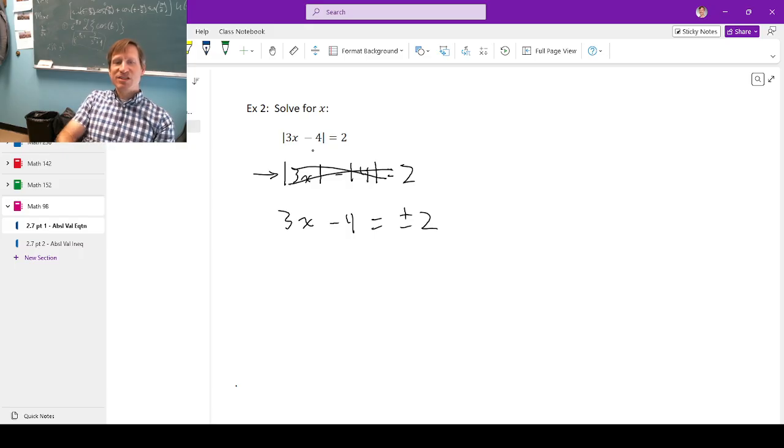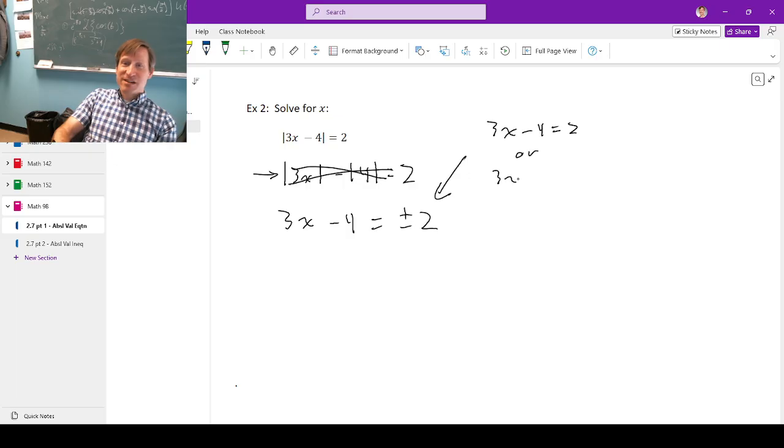This is just acknowledging the fact that if the absolute value of 3x minus 4 is equal to 2, there are two ways that could happen. The first way is if 3x minus 4 is equal to 2, and the second way is if 3x minus 4 is equal to minus 2, right? So remember, this equation is really an abbreviation for two different equations. 3x minus 4 equals 2. And then the other equation is 3x minus 4 equals minus 2. Right? So this plus or minus equation is an abbreviation for those two equations.